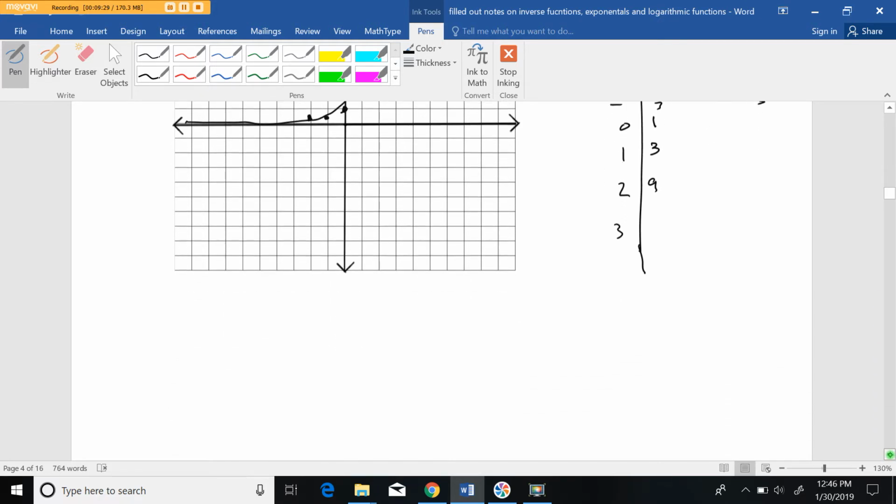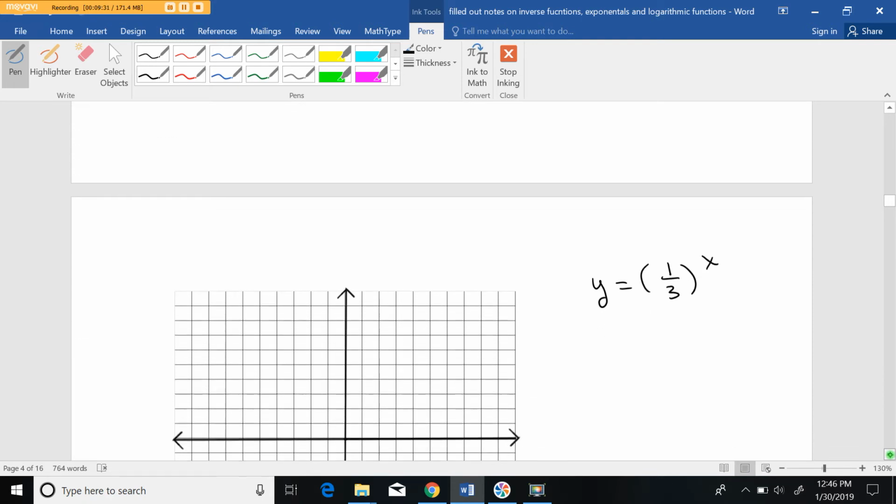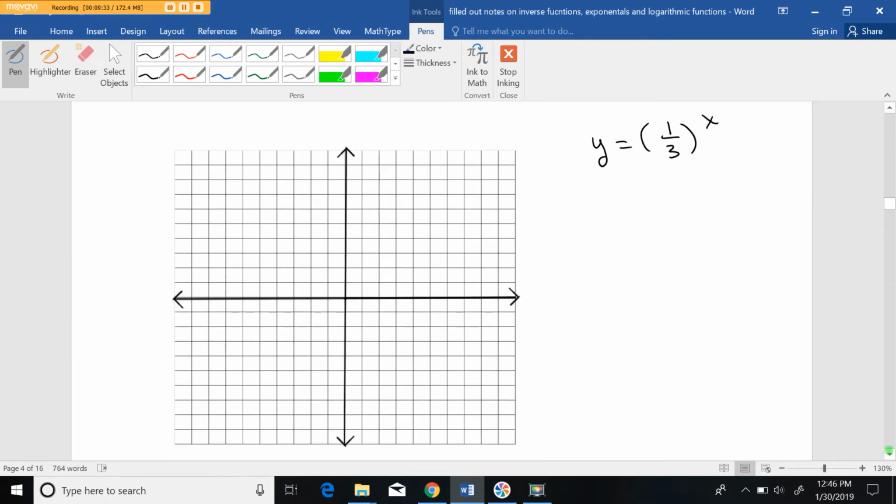All right. What else we got here? 1/3 to the x. So hopefully now you could probably sketch this on your own after watching this, but let's try a couple values here. So let's try -2, -1, 0, 1, 2. Now, I'm going to write one of these out and then I'm just going to fill out the rest. When x is -2, y is going to read 1/3 to the -2, which is 3 over 1 squared, which is 9. And then this one is going to be 3.